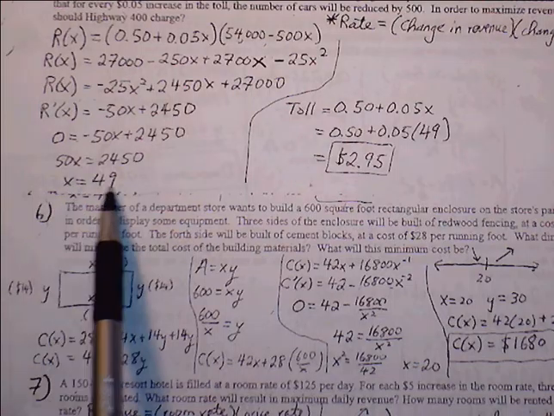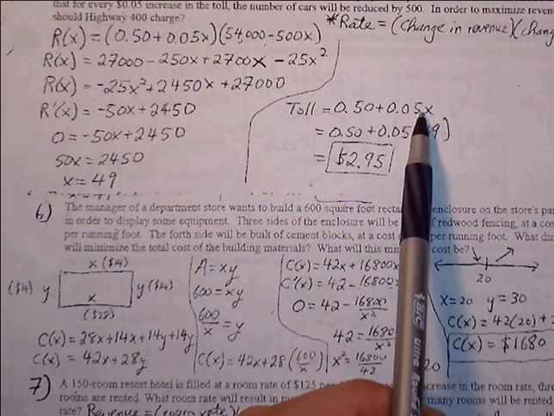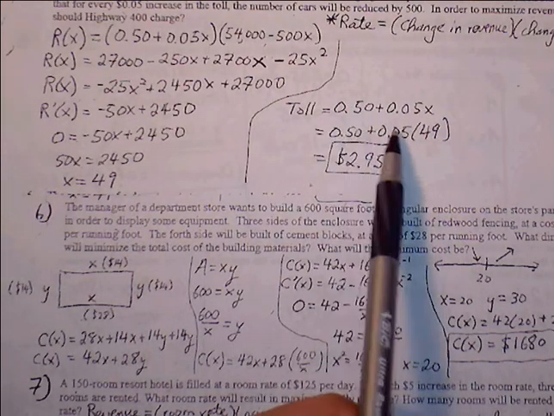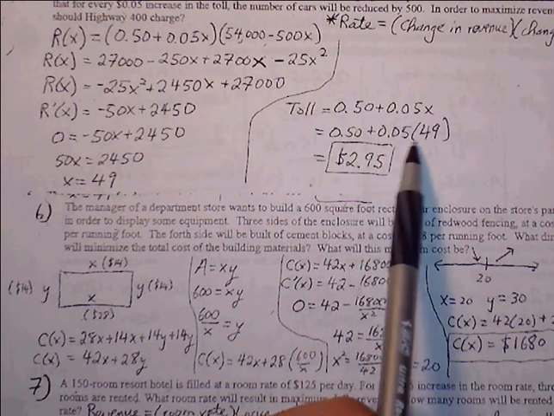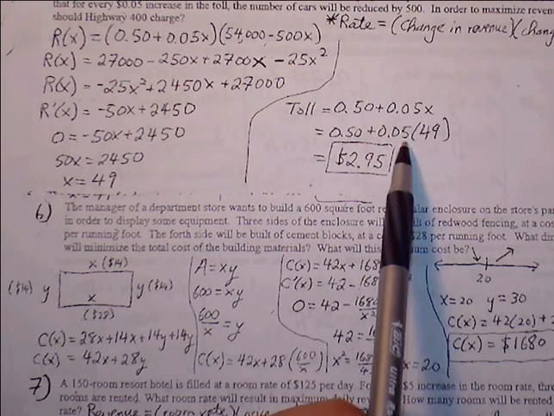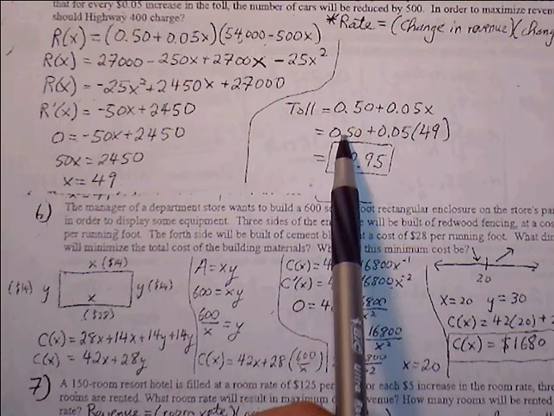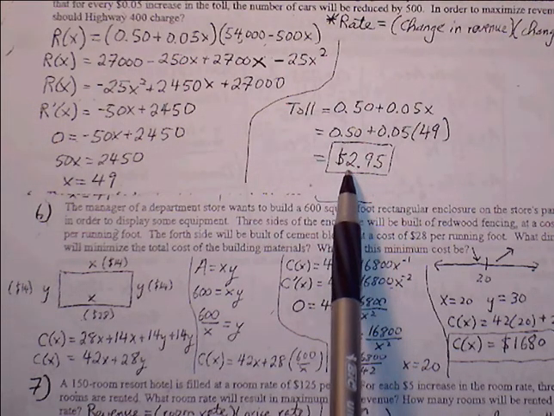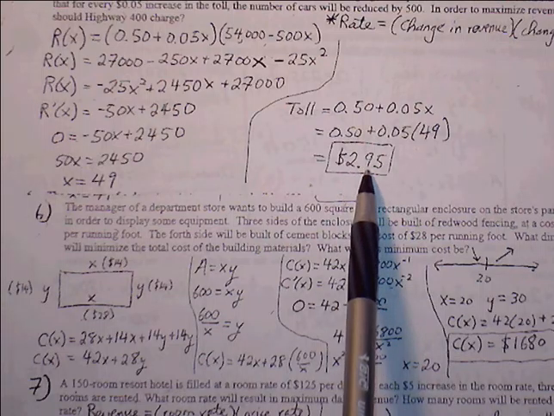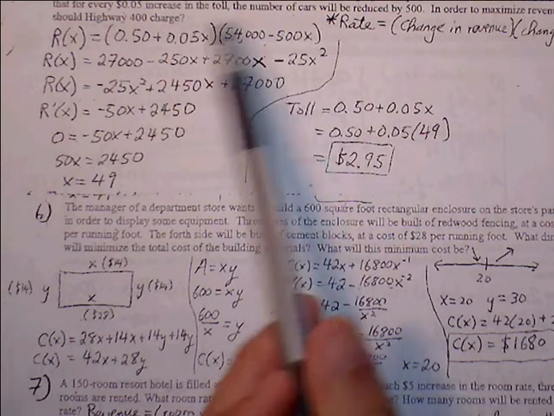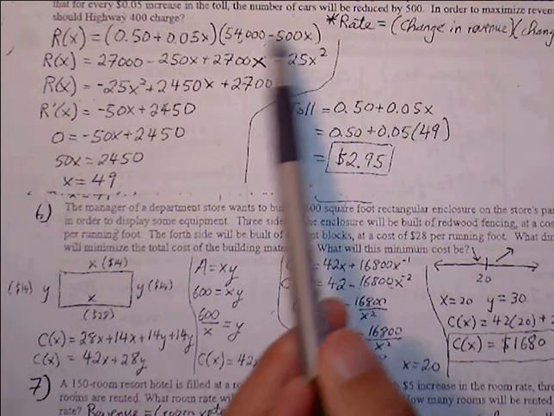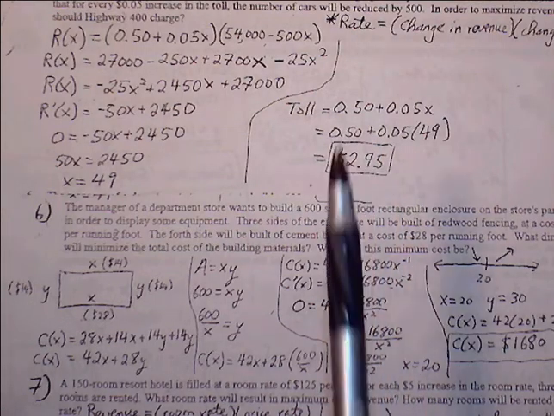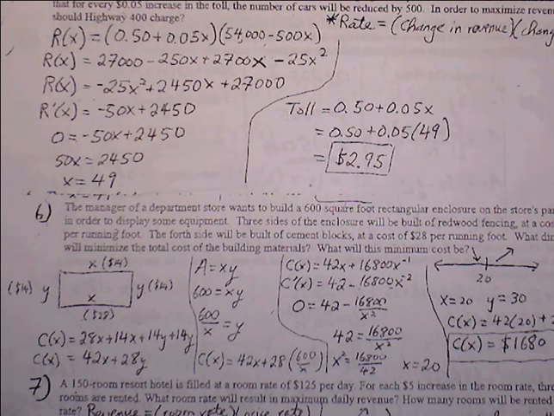So if we increase the toll 49 times, it'll be 49 times 0.05, which is $2.45, plus 50 cents, which is $2.95. So maximum revenue will occur if we're using these restrictions. It'll be maximum revenue if the toll is $2.95.